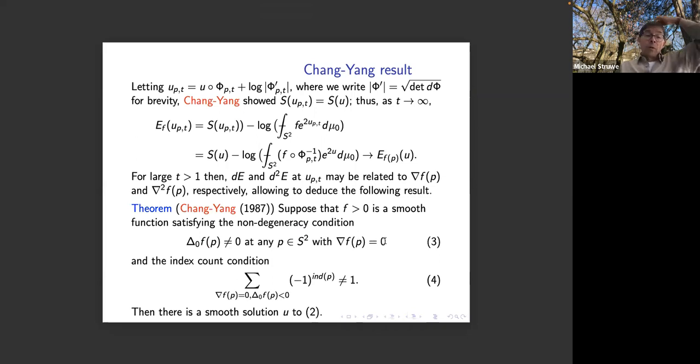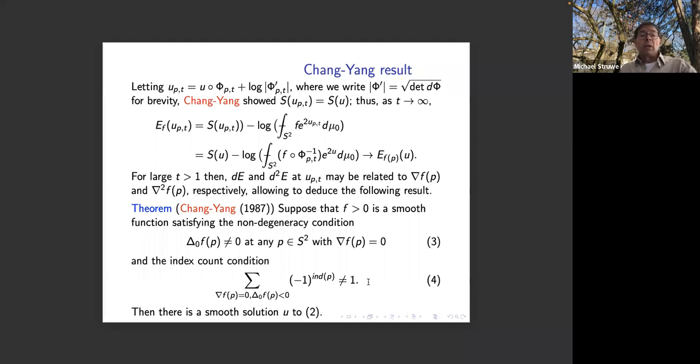Suppose that F is positive, smooth, and satisfies the condition that the Laplacian does not vanish at any critical point of F. Then, if the sum over critical points P of F where the Laplacian is negative, of (-1) to the index of the point P, is different from 1, then there is a smooth solution U.